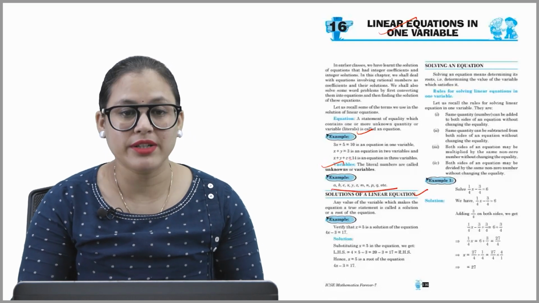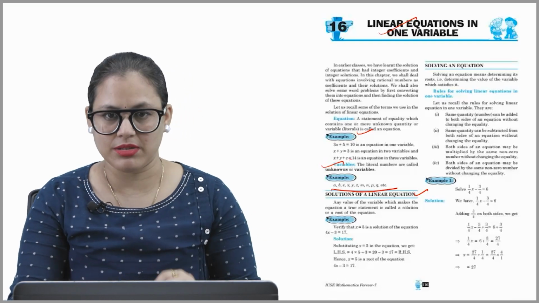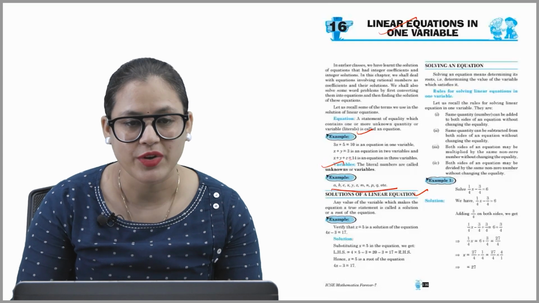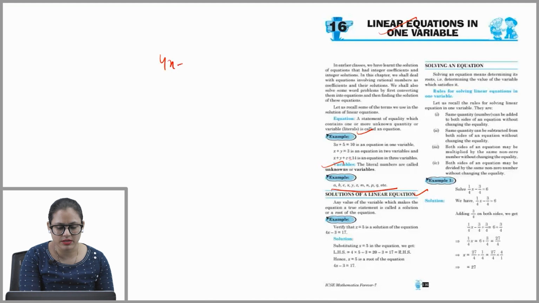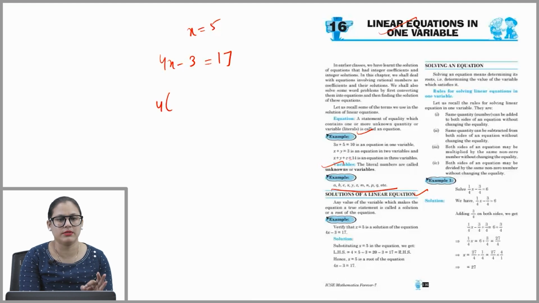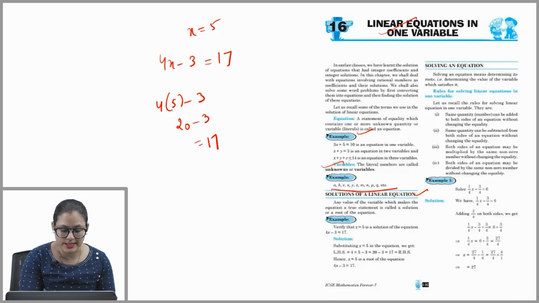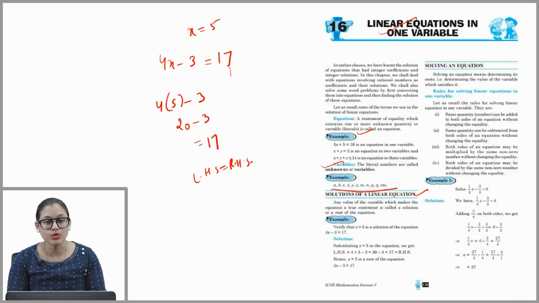Solution of linear equation: any value of the variable which makes the equation a true statement is called a solution or root of the equation. For example, verify that x equals 5 is a solution of the equation 4x minus 3 equals 17. The value of x is given, which is 5. Let's substitute the value of x here: 4 into 5 is 20, 20 minus 3 is what? 17. This is LHS and this is RHS. So, LHS is equal to RHS. That means x equals 5 is a root of the equation.